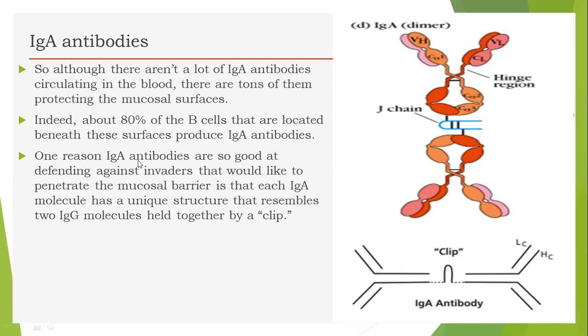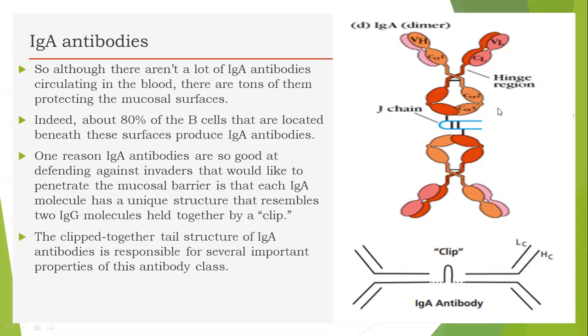So one reason why immunoglobulin A is so good at defending against antigens is that it's able to penetrate mucosal surfaces, and that is due to its unique structure or connection here. This structure allows it to easily pass through mucosal surfaces without any challenge as compared to any other immunoglobulin type. And as you will see, the constant region of immunoglobulin A itself is also significant in its mechanism of action.